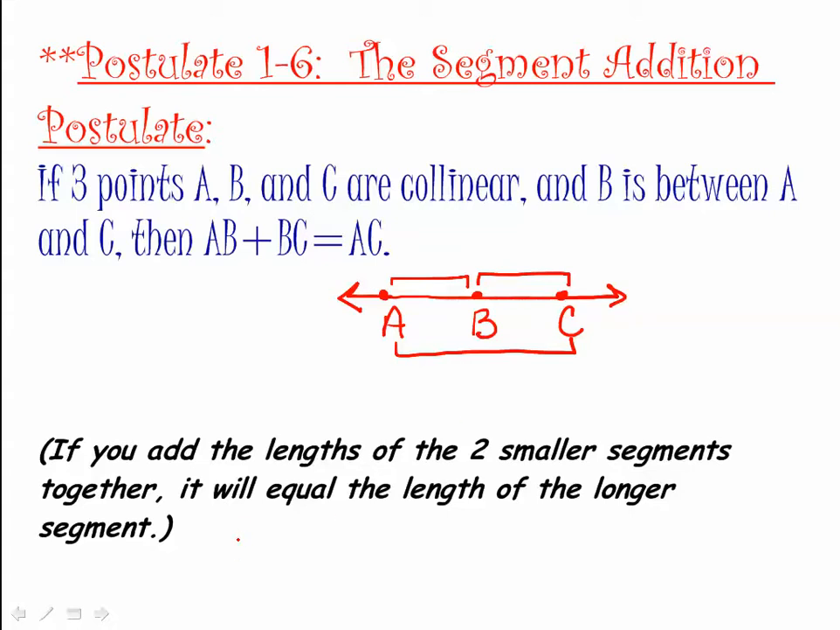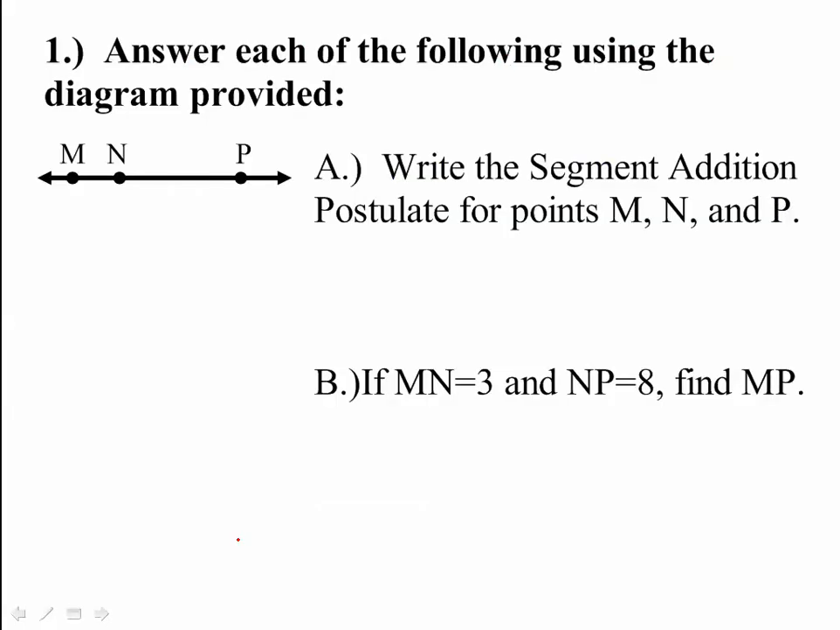Basically, the two smaller segments can be added to equal the length of the longer segment. Let's look at some examples of how to use the segment addition postulate. Number 1 says, answer each of the following using the diagram provided. Letter A, write the segment addition postulate for points M, N, and P. All this means is to take what we learned and simply use M, N, and P instead of A, B, and C to write our segment addition postulate. So the distance from M to N plus the distance from N to P is equal to the distance from M to P.